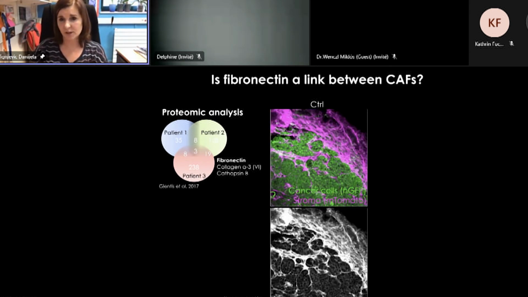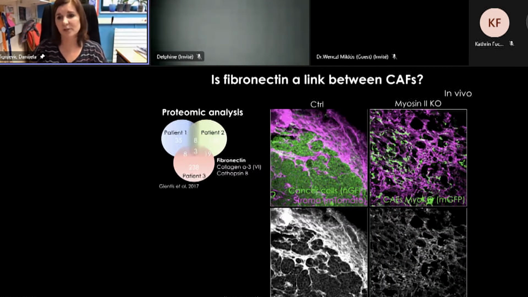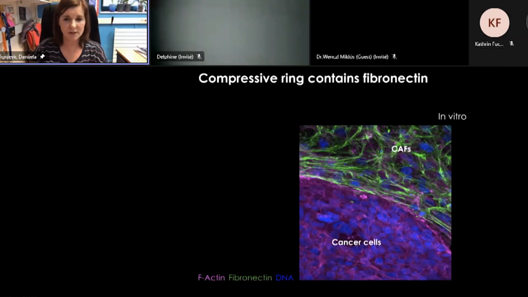And I'm showing you the tumors in the control situation. Wherever we see CAFs, we see fibronectin. If the tumors contain myosin knockout fibroblasts, there is much less fibronectin present inside. So it's a good candidate. And in vitro, the same thing.